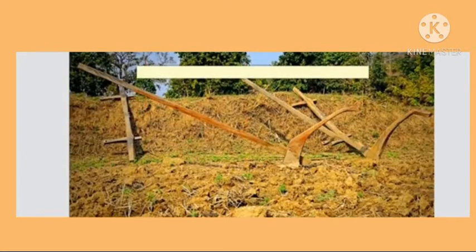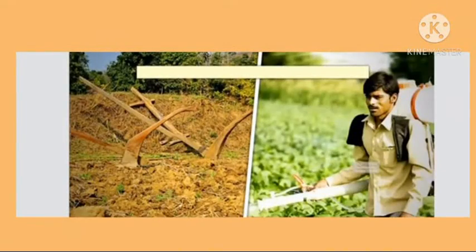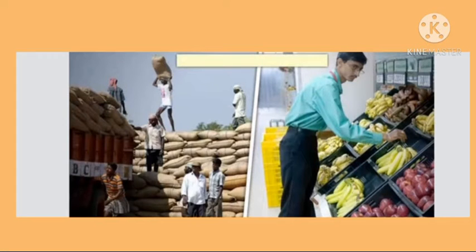Agriculture triggers internal trade due to its requirement for tools, fertilizers, and pesticides. Agriculture also helps generate employment in the tertiary sector of the economy, such as transport and retail.